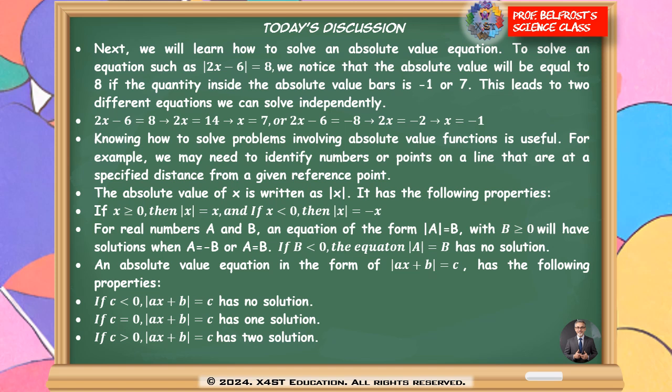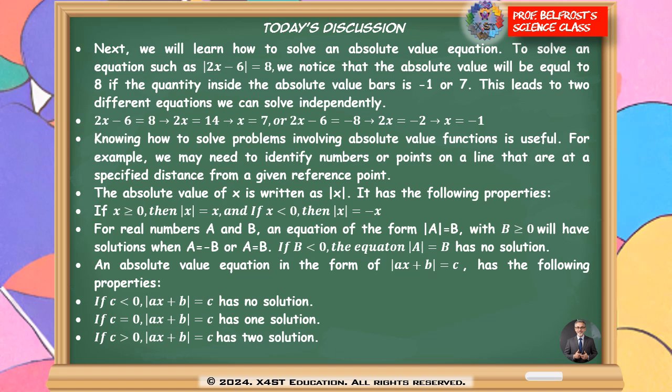So now we'll learn about absolute value equations. To solve an equation such as the absolute value of 2x minus 6 equals 8, we notice that the absolute value will be equal to 8 if we substitute x to be minus 1 or 7. And then we can solve it as shown in the slide.